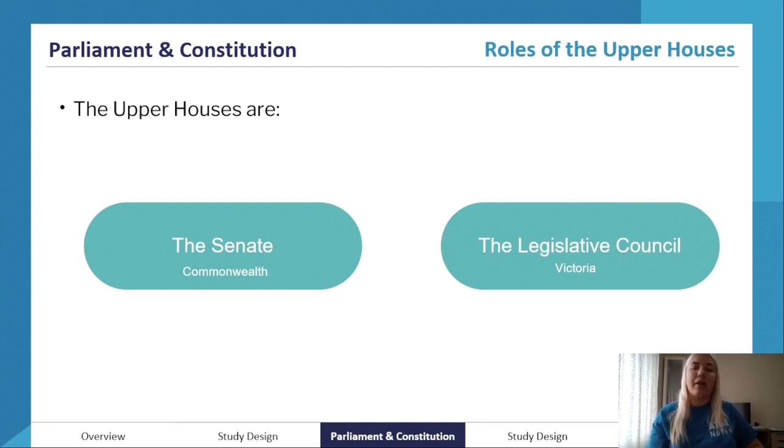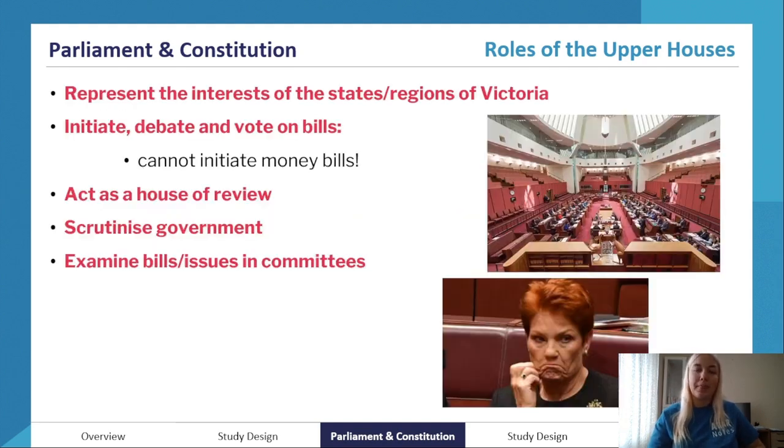Now for the roles of the upper houses. So what I'm trying to point you guys towards is it's much easier to do well if you just categorize and remember which roles of the lower and upper house overlap and which roles are distinct and different between each house. So that's how I recommend studying for this. So this is the Senate at Commonwealth level, and this is the Legislative Council at Victorian level.